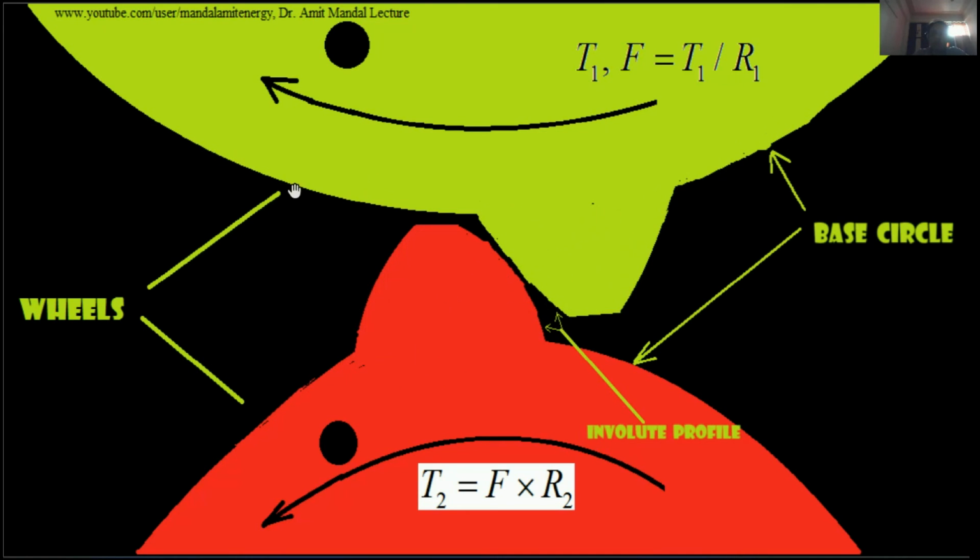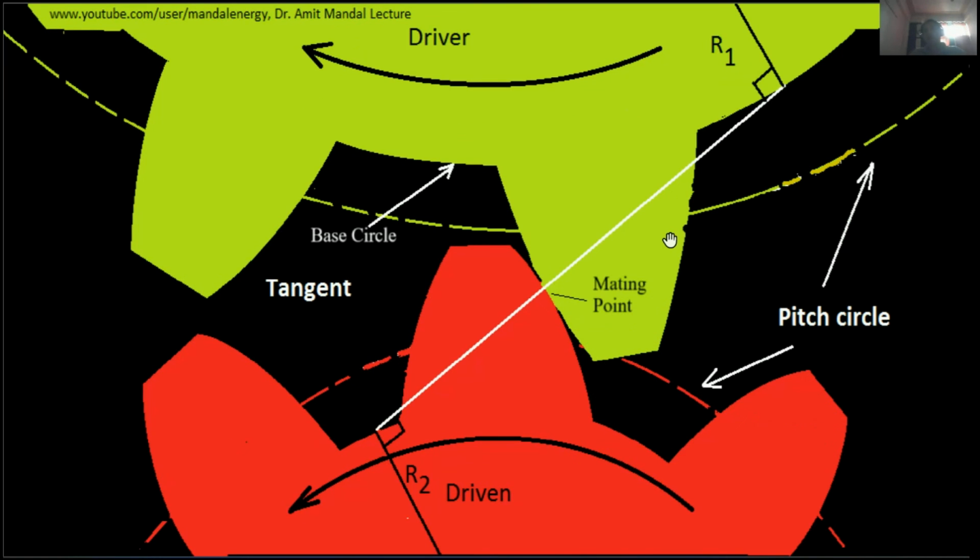So this is the base circle. This is termed as the base circle. On this base circle, the tooth is developed. So this profile on the top surface of this tooth, red as well as green, is called the involute profile.